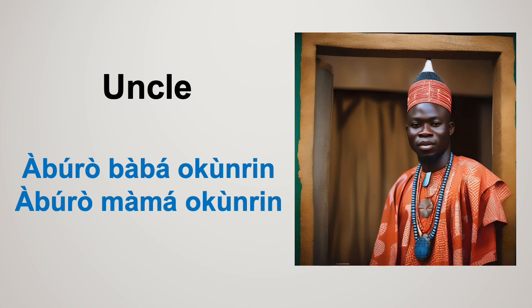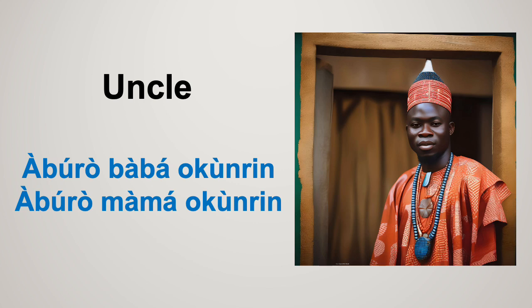While ẹ̀gbọ́n bàbá ọkùnrin will mean the older brother of your father. It can also be used for your mom, the uncle from your mom's side, àbúrò màmá ọkùnrin, or ẹ̀gbọ́n màmá ọkùnrin. So these word combinations can be used to describe uncle, and you can also use this same pattern to guess what aunt will be.